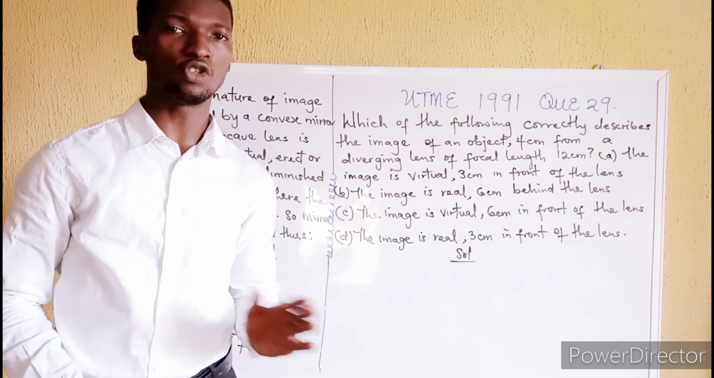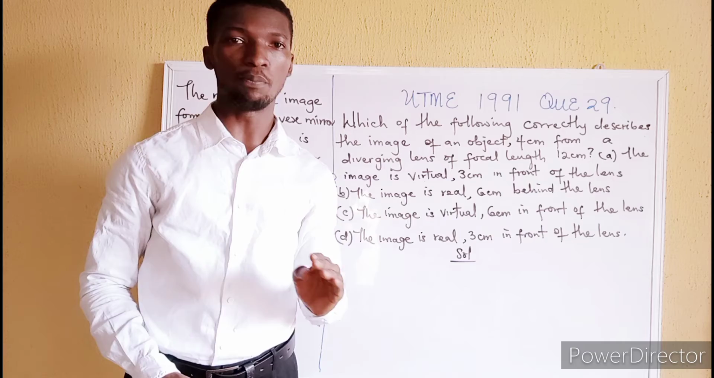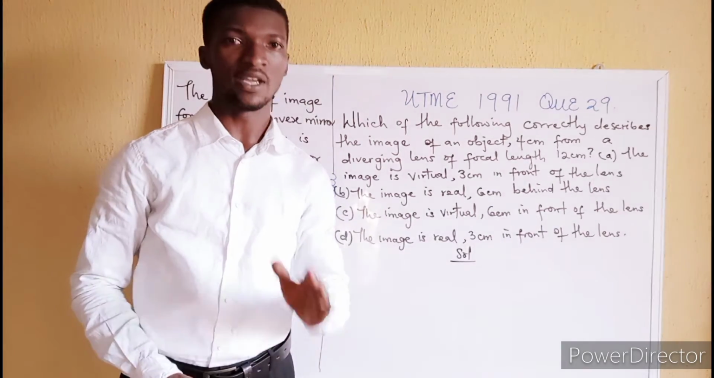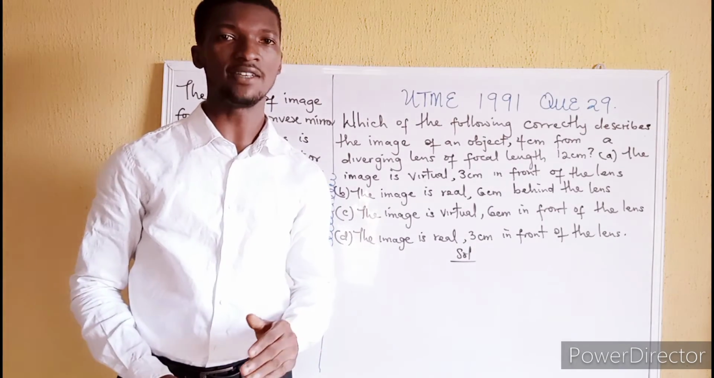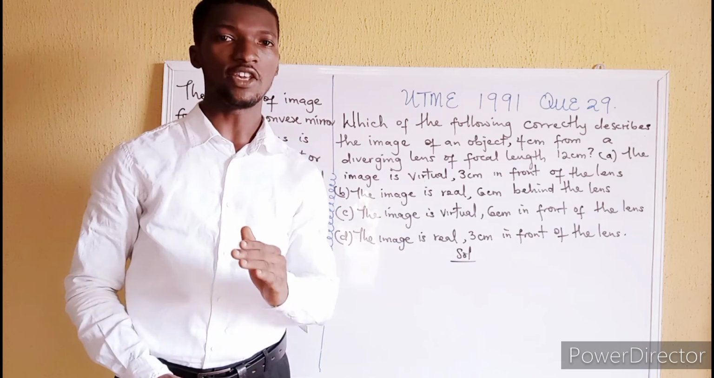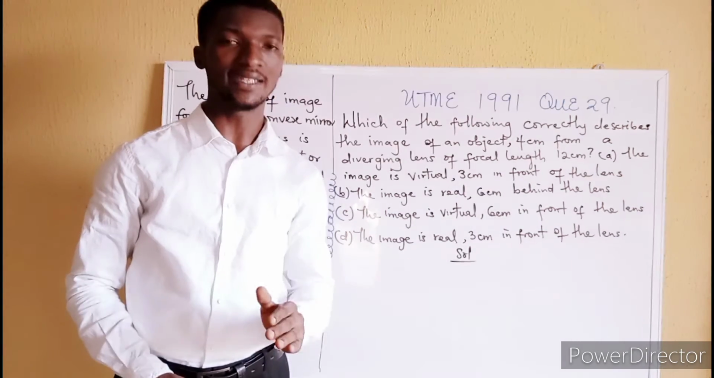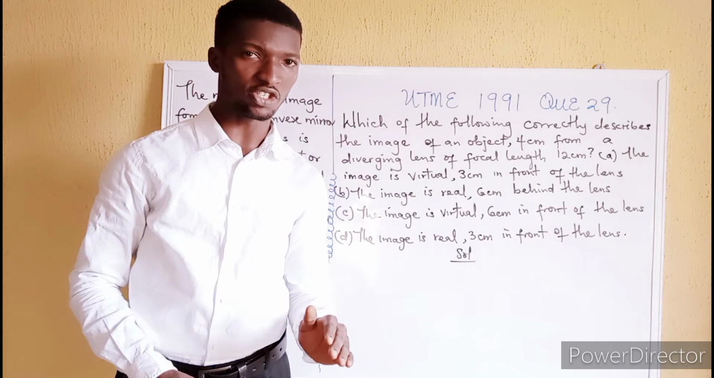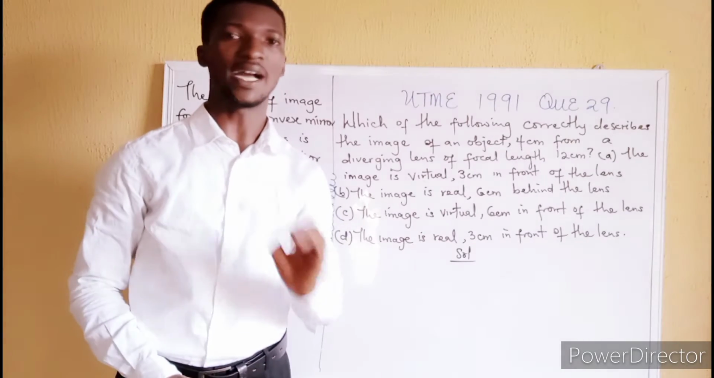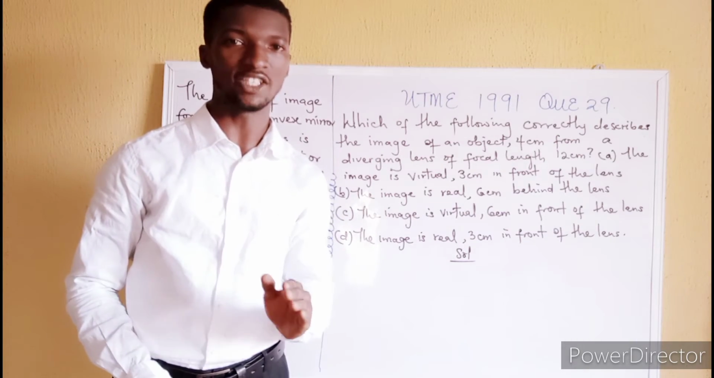But this is an important thing for you to know, that irrespective of the position where the object is placed, the image formed is usually virtual, erect or upright, and at the same time diminished. Always diminished. That is, it cannot produce a magnified or enlarged image.